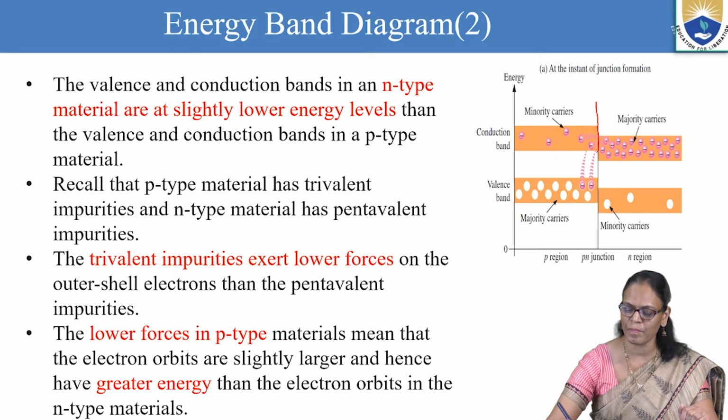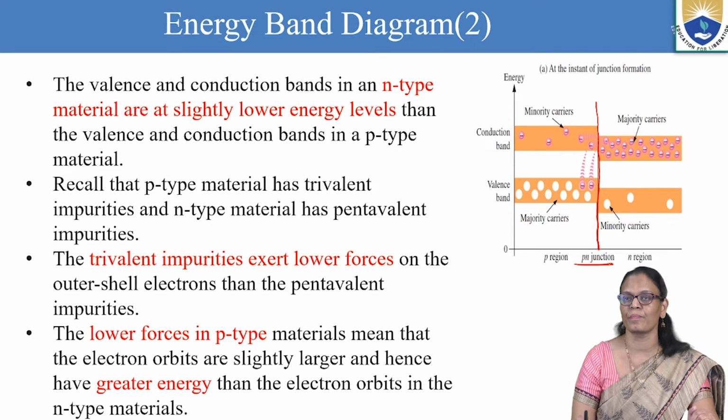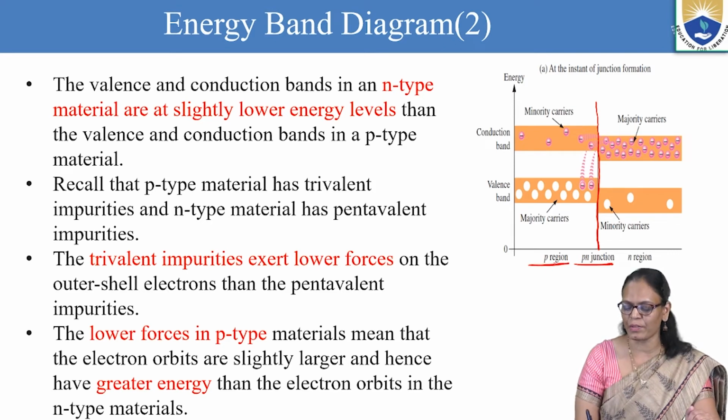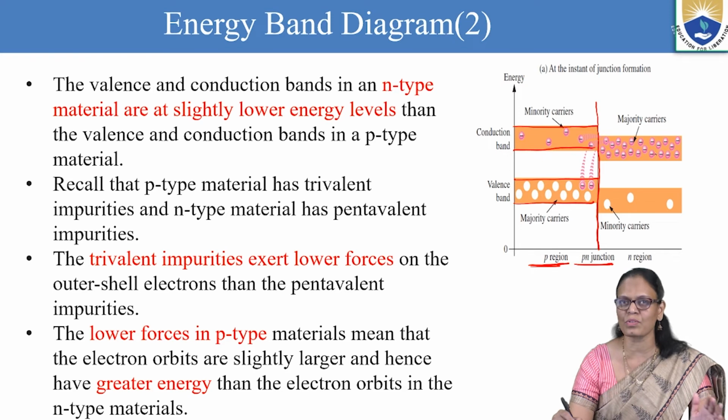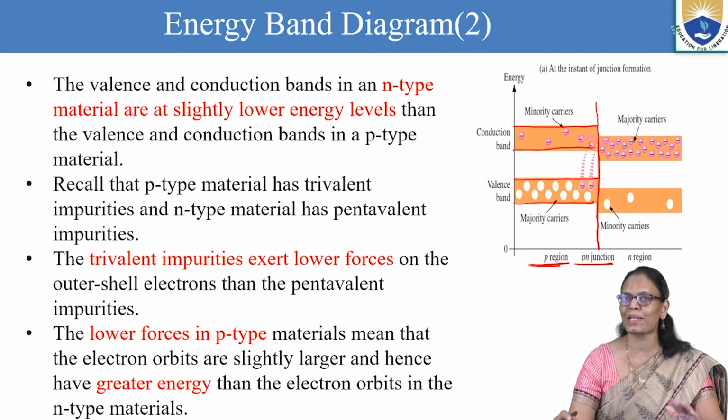If you see here, this is the demarcation for the PN junction. This is the junction. On this side, we have the P region. On the P region, this is the valence band, and this is the conduction band for the P region. We are talking about a PN junction now, so we have taken a P type material and an N type material. We have seen different methods of how a PN junction is formed. We will use one of the methods to form a PN junction, and we are representing the energy levels with the help of the energy band diagram.